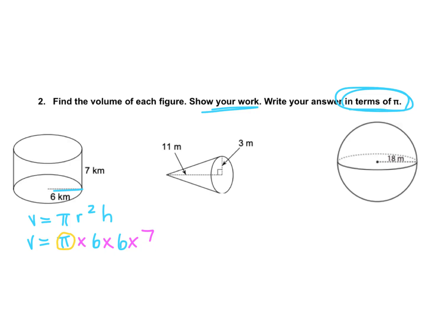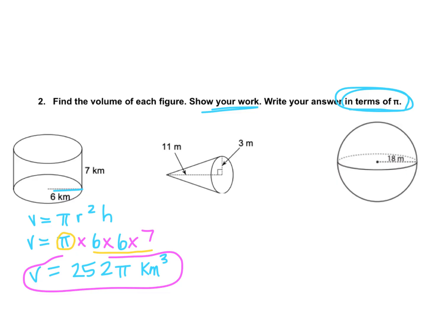So now I just do all of those calculations. 6 times 6 times 7. And do not calculate the pi because this is in terms of pi. So that gives us 36 times 7, 252 pi, and then it's kilometers cubed. All of our labels that are 3-dimensional will be to the 3rd power. And again, in terms of pi, don't type in pi at all.